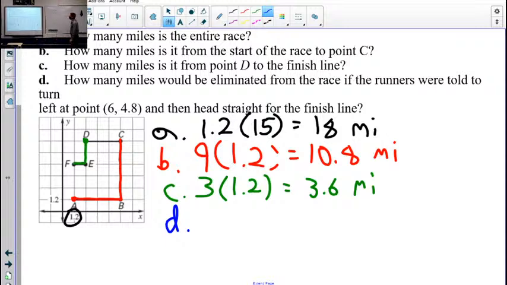Part D. How many miles will be eliminated from the race if the runners were told to turn left at point 6, 4.8, and then head straight for the finish line? 6, 4.8. So first, I want you to find that point and put it on the graph. Here is your hint. This point should be on the track.